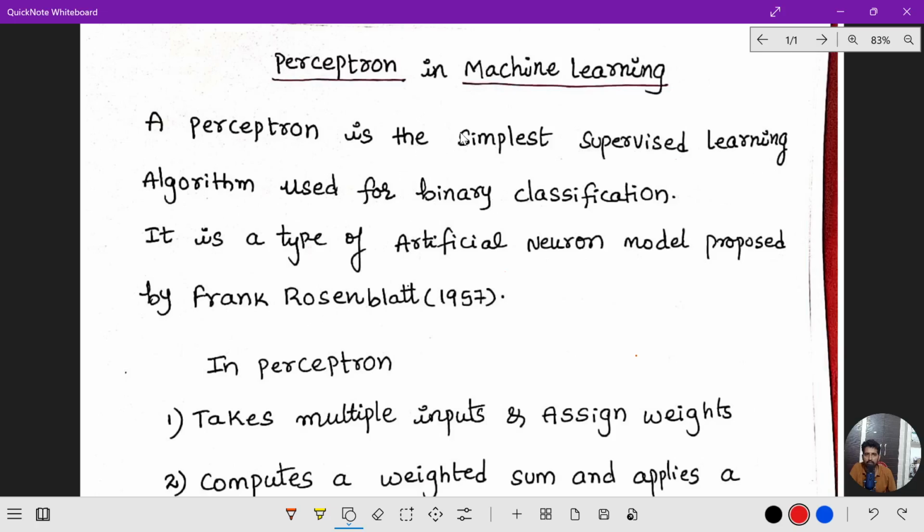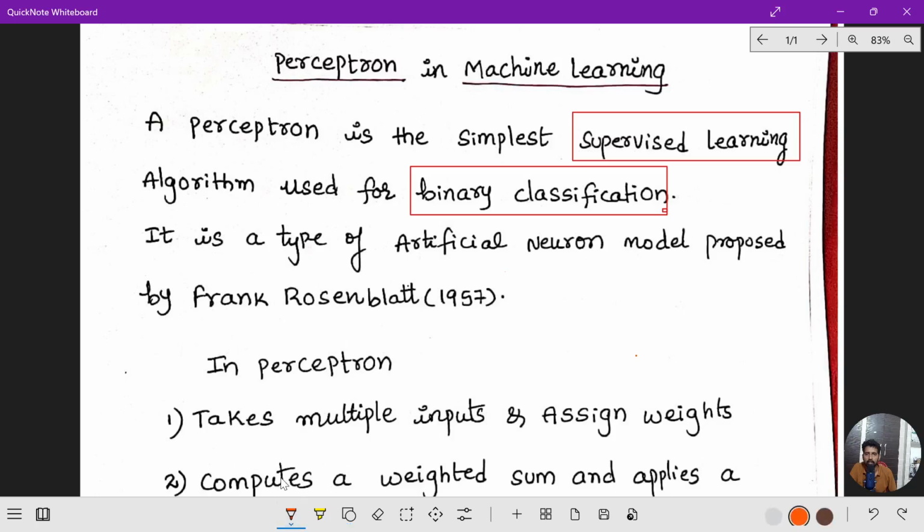So please remember all of you, Perceptron is nothing but a supervised learning algorithm. So what is the meaning of supervised learning algorithm? In the supervised learning algorithm, we are going to use labeled data. Okay, and it is used for binary classification. So what is the meaning of binary classification? In binary classification, the data is classified into two types. Okay, so binary means two. So we are going to classify the data into two types.